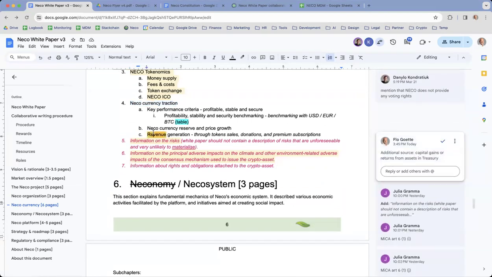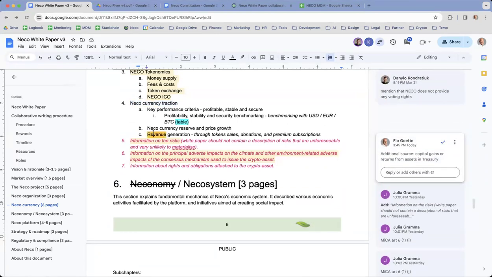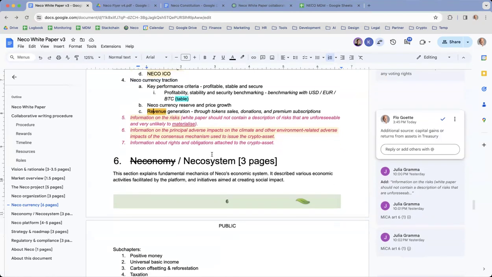Revenue generation. We have these 3 tokens in our pipeline: Neco, which is already out in private sales, and Section and Collector of the Future. There are donations that we receive, which is another source of income. And in future, we also want to have premium subscriptions that will generate revenue for our system.